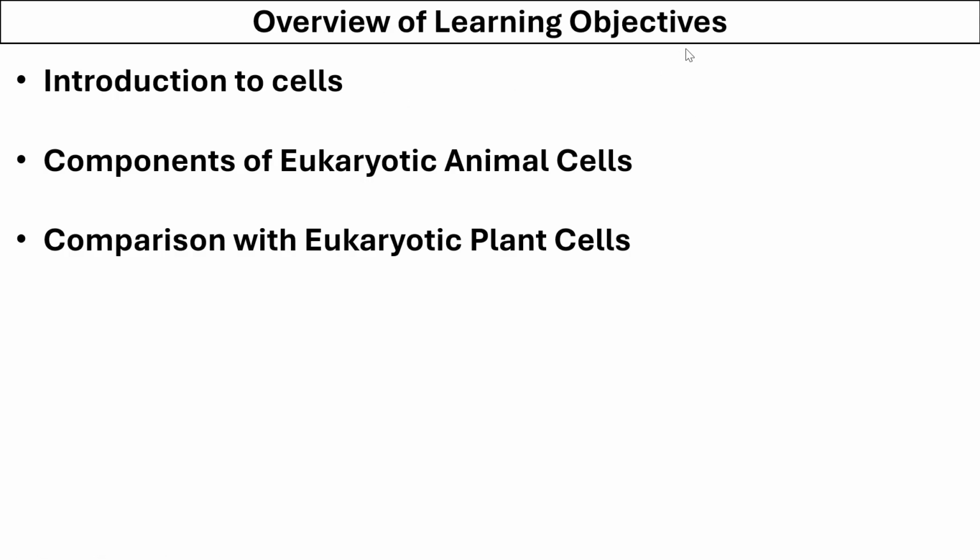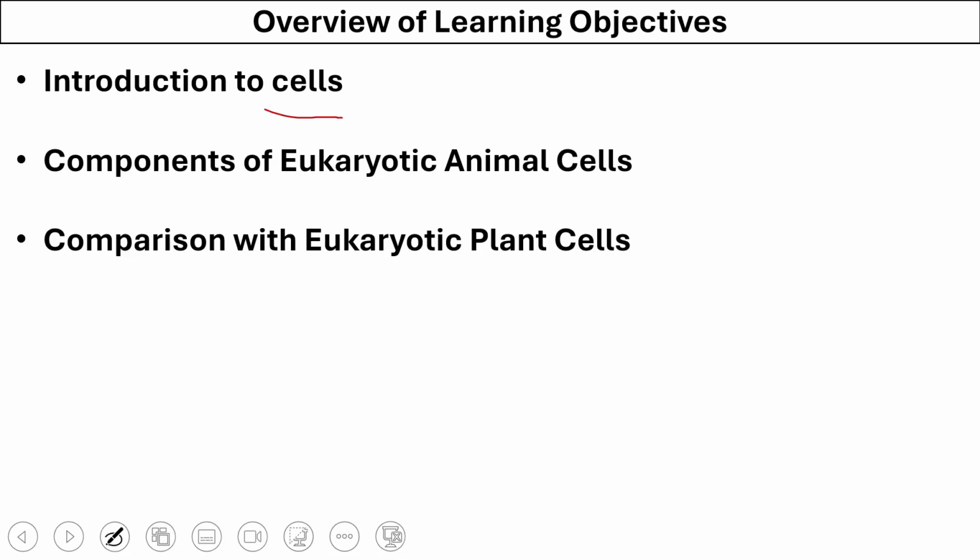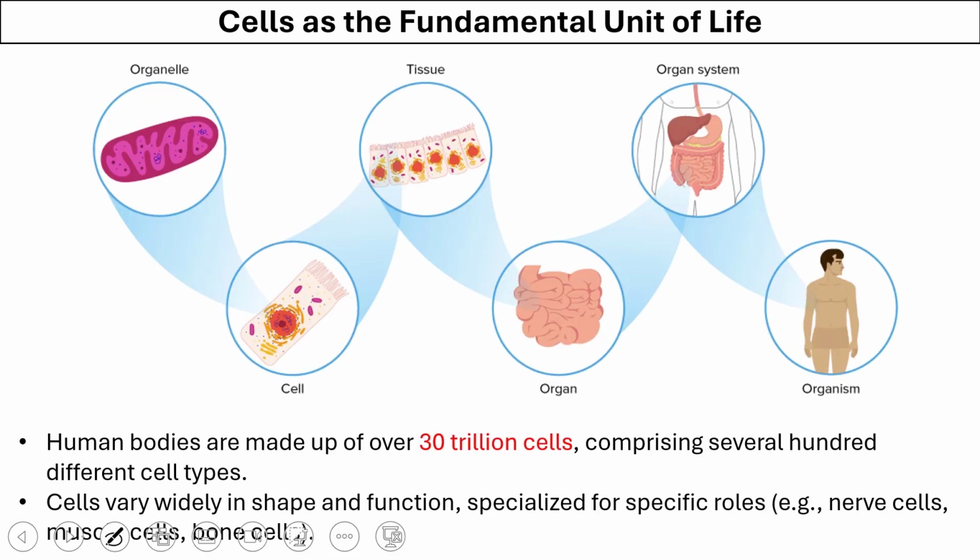The learning objectives of this lecture are to get an introduction to what a eukaryotic animal cell is and what are its main components, and towards the end we will be comparing it with a plant cell. So we have already learned about the structural organization in living systems.